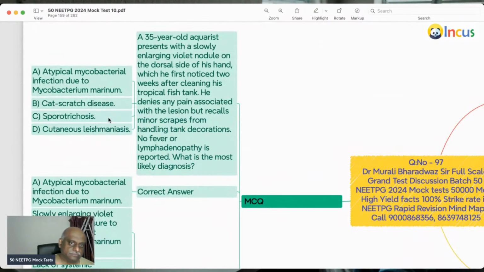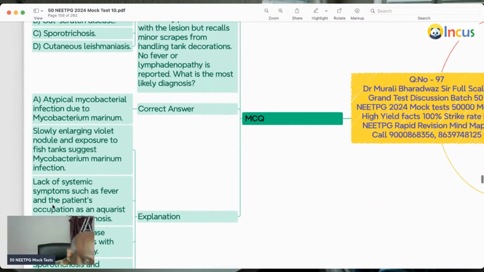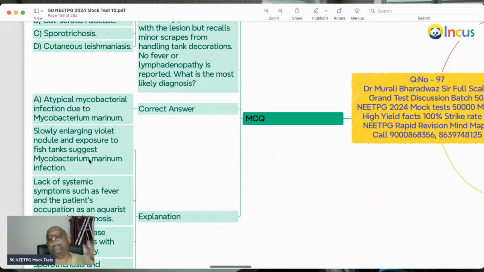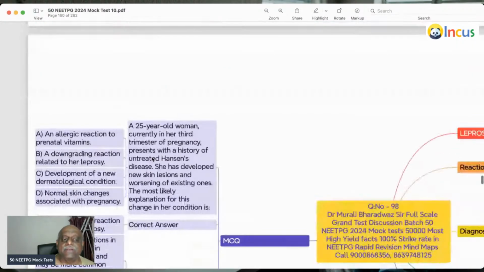A 35-year-old with a typically slowly enlarging violet nodule on the dorsal side of his hand, on exposure to a fish tank, is very classical of atypical mycobacterial infection due to Mycobacterium marinum, is what you need to remember.